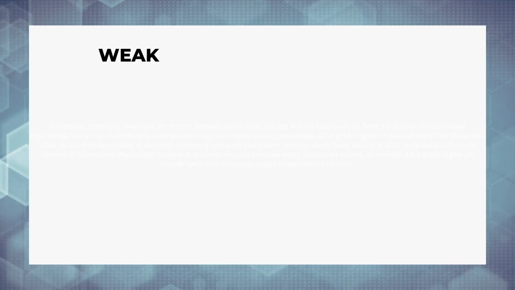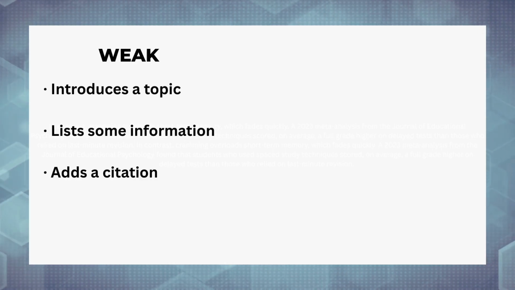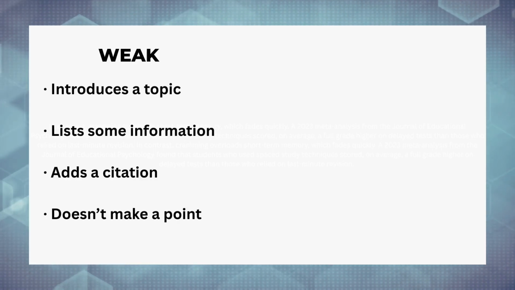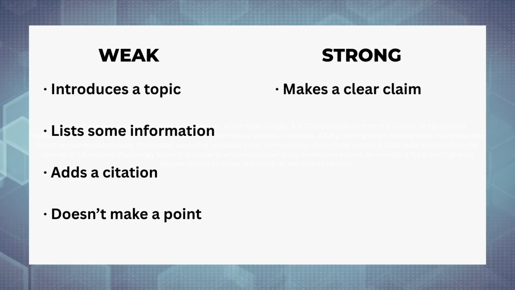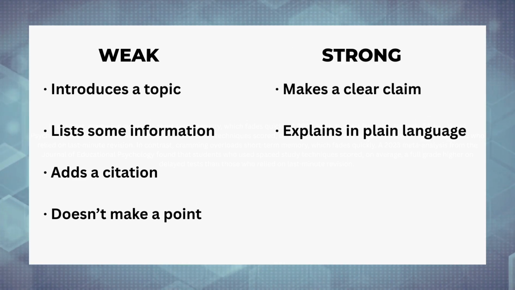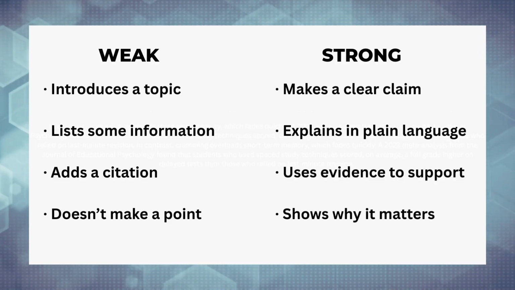Let's look at a quick comparison between a weak and strong paragraph in terms of the ideas before we jump into a real example. A weak paragraph often introduces a topic, lists some information, adds a citation, and then doesn't really land a point in its final sentence. Whereas a strong academic paragraph makes a clear claim, explains it in plain language, uses evidence to support that explanation, and shows why the idea matters. Same idea, same almost logical flow, but very different outcome. Let me show you what I mean.